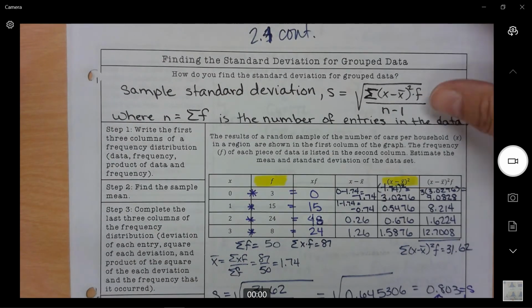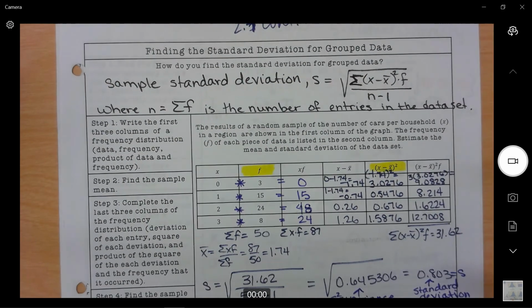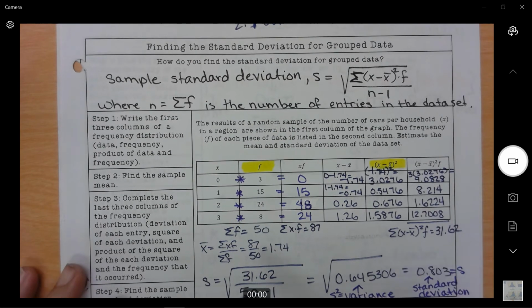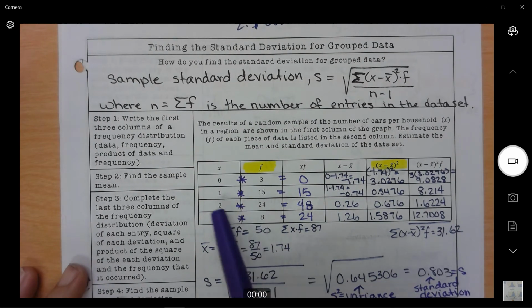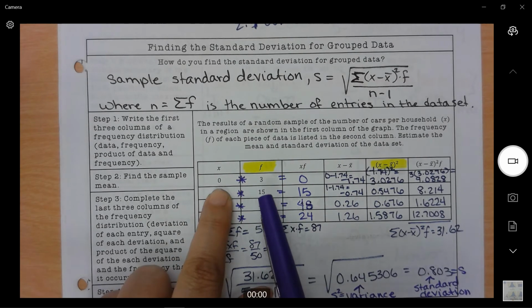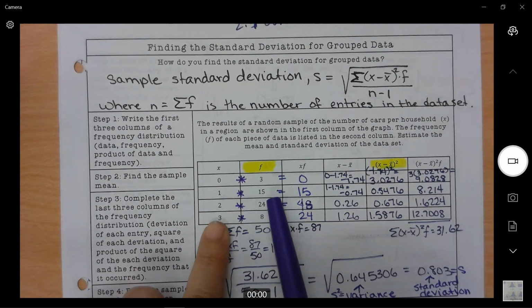Standard deviation of grouped data. This one is getting a lot more complicated and it's more for the upper level students, but it works back to the same information we were doing before. You have your X values, you have how frequently they come up. 0 came up 3 times, 1 comes up 15, 2 comes up 24 times, and 3 comes up 8 times.